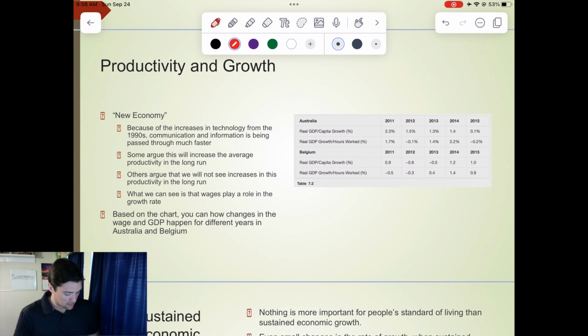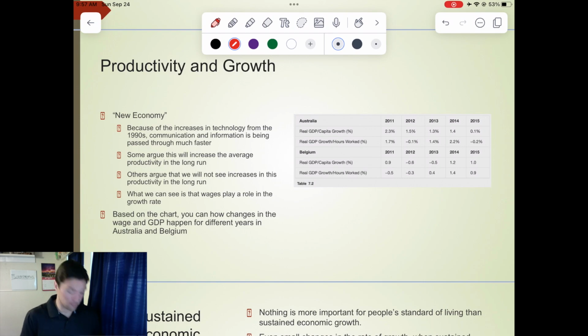Others argue that we will not see increases in this productivity in the long run. They argue that we are reaching a point, kind of like diminishing marginal returns, where technology is increasing, but not as much as it used to. So we're not going to have these big increases in productivity anymore in the long run. We're actually going to be leveling off and slowly increasing. So there are going to be some different changes going on. We're going to need some more data and some more time to really determine how technology is going to play a factor in the future.